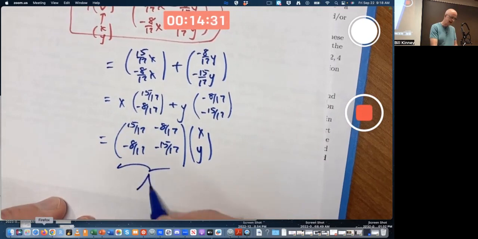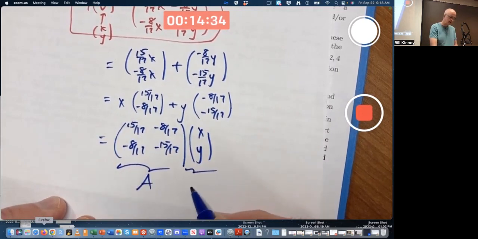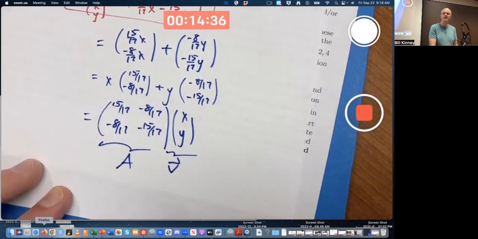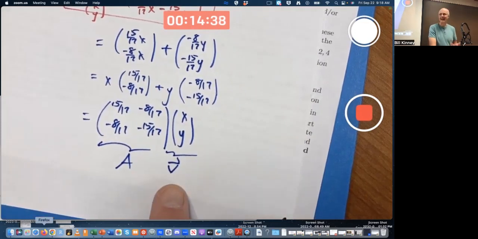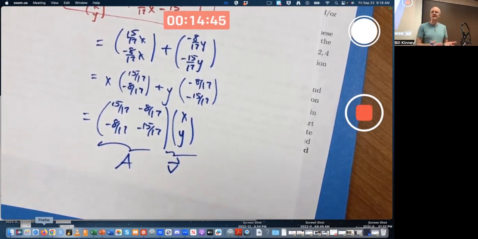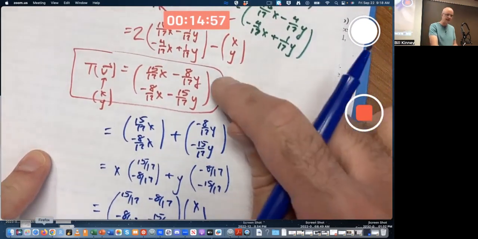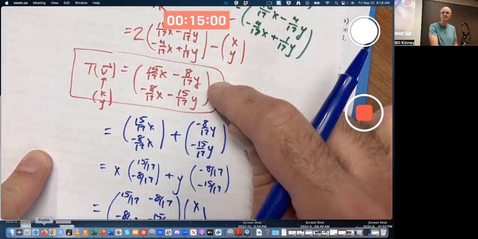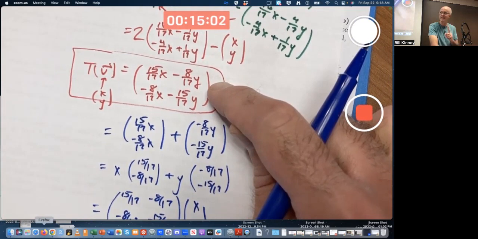We could write this as A times the vector. I called this vector v in this problem. In the lectures, I typically call it x vector, bold-faced. Confirming this is a linear transformation: if you can write the transformation as a matrix times a vector, then it is a linear transformation. Yes, it's linear in x and y here as well, with no constant terms being added. That's another reason that it's a linear transformation.